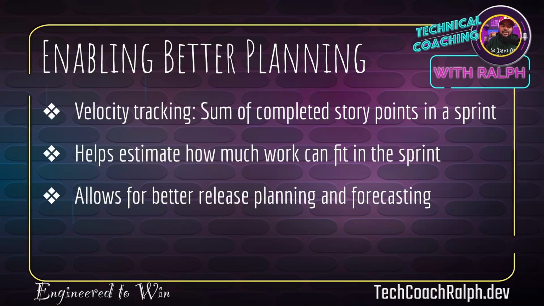And then it allows better release planning and forecasting. So you can say, all right, if we can get out a solid 20 story points every sprint, and we have our stories pointed for the next couple of sprints, we should be able to release this in the next month or two, right?